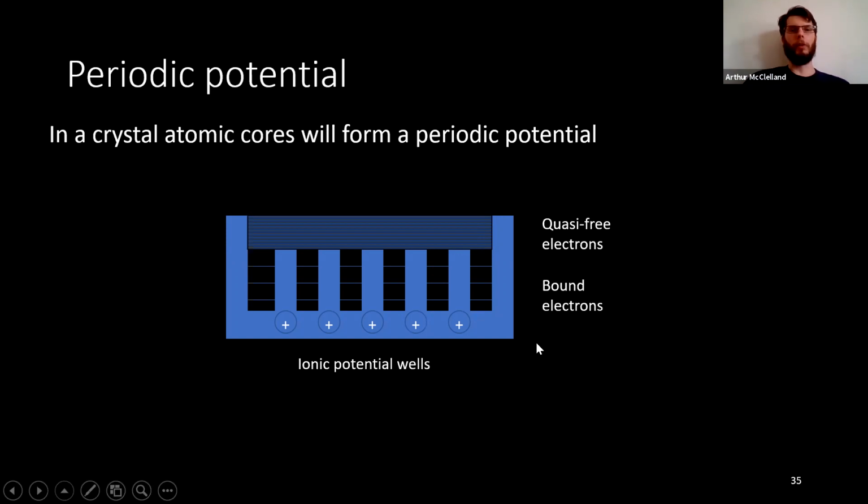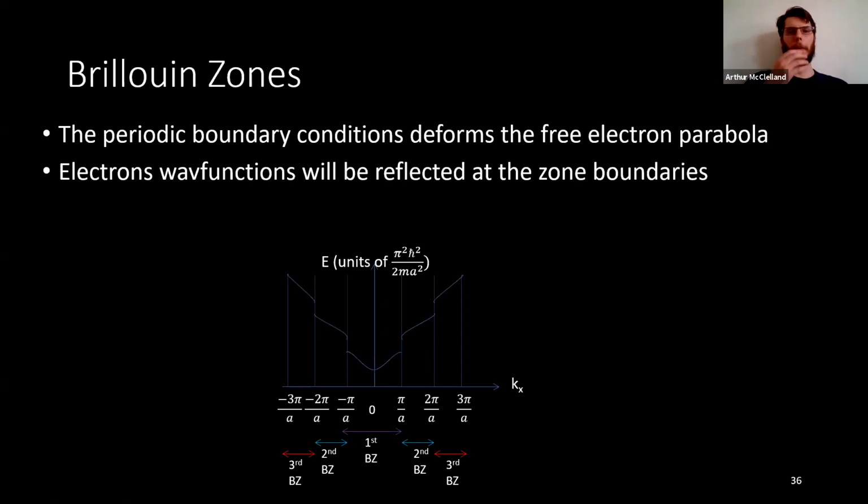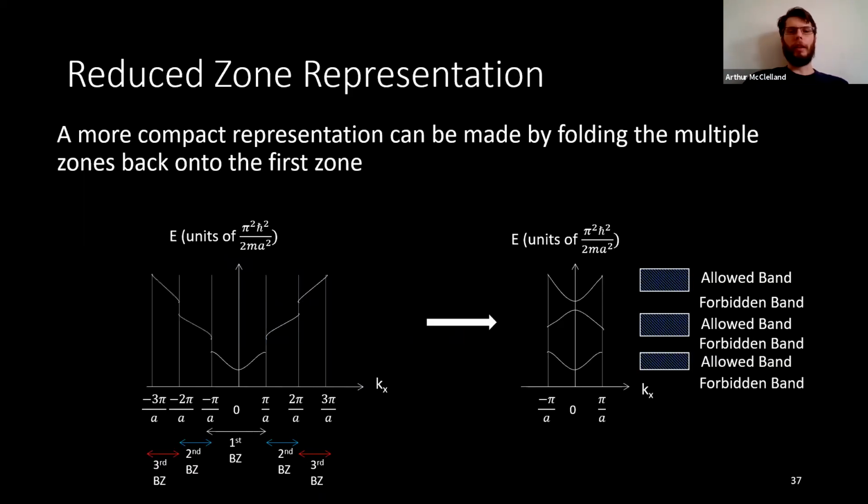So what does this do to our wave function as we build up closer to a real material? Well, the periodic boundary conditions end up deforming that free electron parabola, and the electron wave functions end up being reflected at certain zone boundaries. And so these zone boundaries are called the Brillouin zones. We can go from this representation and just fold these sides back into the first Brillouin zone, and then we end up with a representation like this.